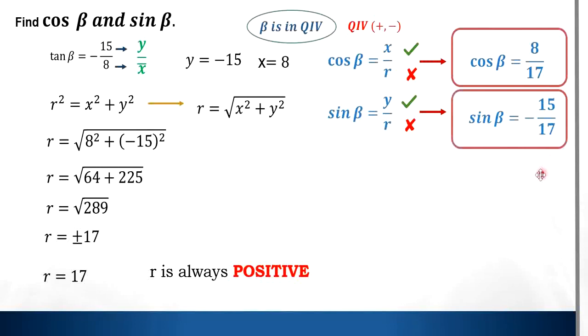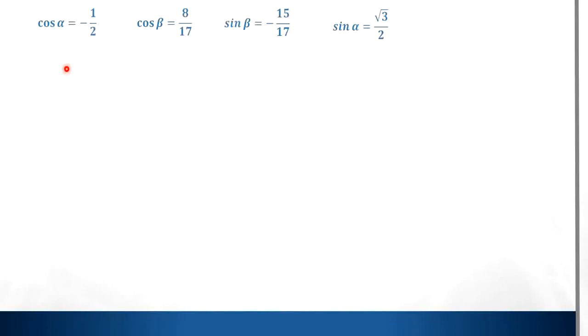So after that, you can now use the sum and difference identity for sine. So we have now the value of cosine alpha, cosine beta, sine beta, and sine alpha. So this time, we can now find the value of our sine alpha plus beta and sine alpha minus beta. But this time, let's find first the sine alpha plus beta. So this one is the formula.